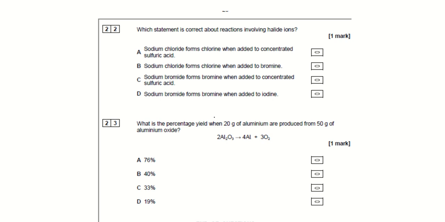Which statement is correct involving halide ions? This is group 7 chemistry, again group 7 halogens. Sodium chloride forms chlorine when added to concentrated sulfuric acid. Well, no, that's not going to be true. Where does the sodium come from is really what you should ask yourself there. No, I've read that wrong. Let's go back to the first one. Sodium chloride forms chlorine when added to conc sulfuric acid.